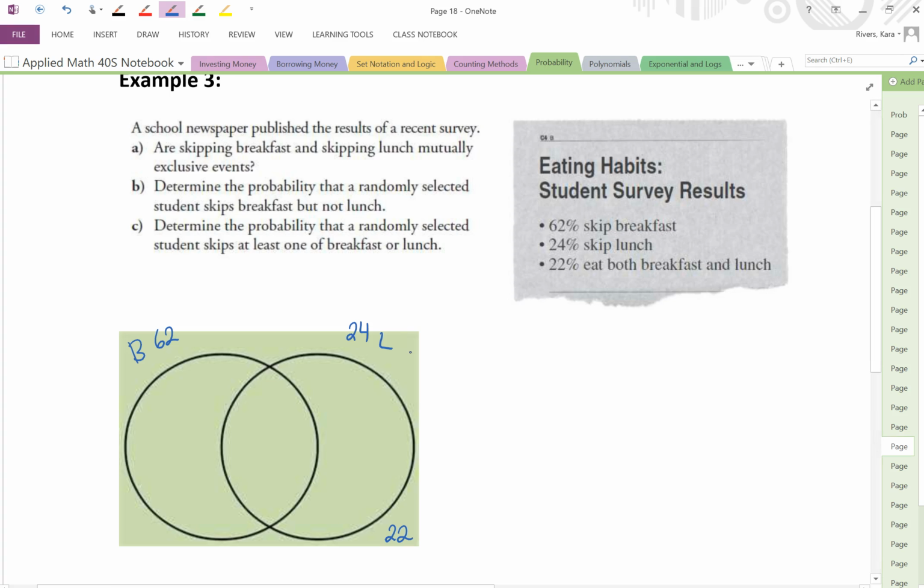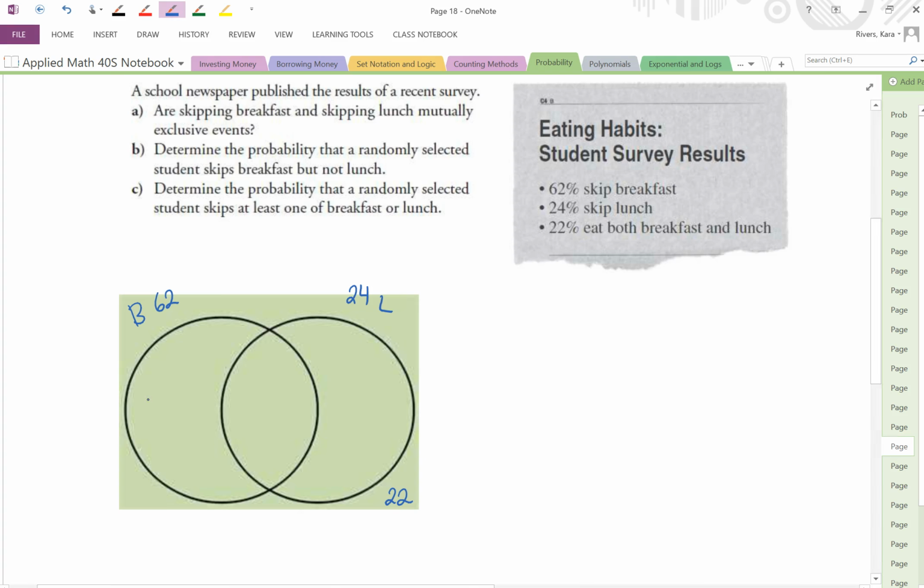Now these are all percentages, so I'm just putting them here just so we can see what's happening. So how do I figure out what's going on? Well, if they are all percents, what do they all have to add up to? Well, they all have to add up to 100. So if I go 100 and subtract off that 22%, that means that 78% skip breakfast or lunch.